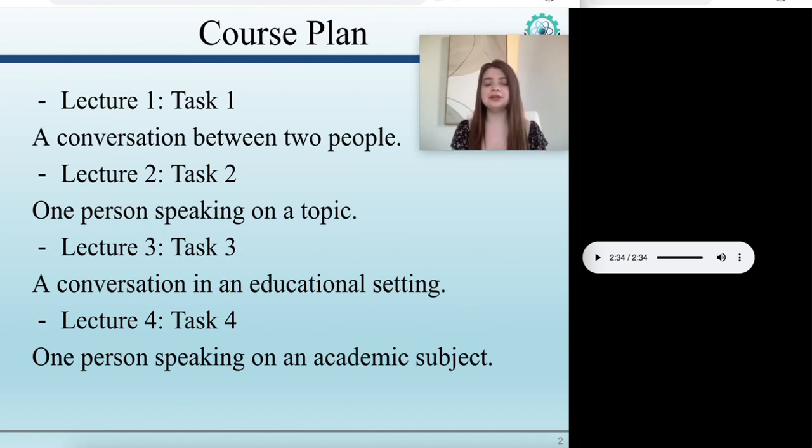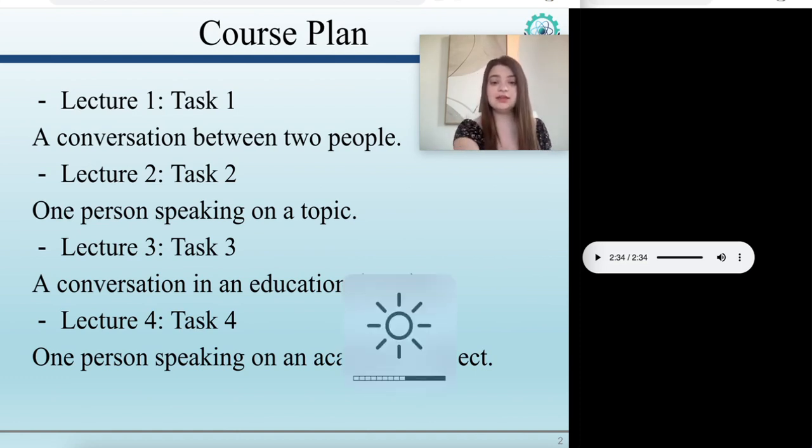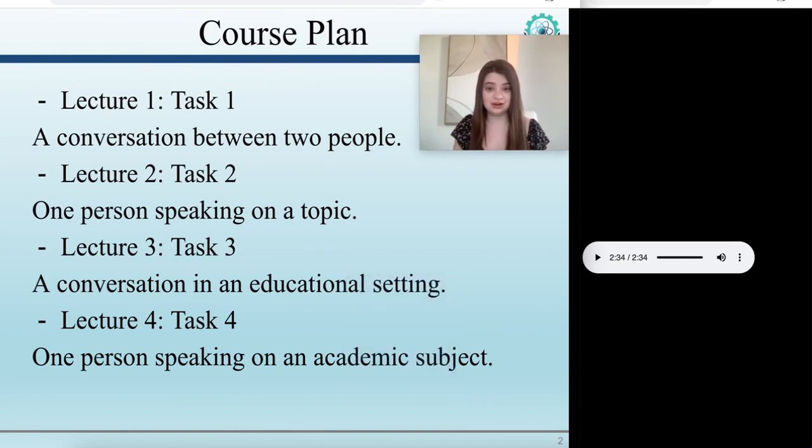We have to know how to listen for specific key details and write them down. And we also have to know how to just listen in general and understand the key takeaways, the key points, the key things that the speakers are trying to get across here, right? What is the main thing a lecturer, for example, with task four, is trying to get across, as opposed to just the little details?